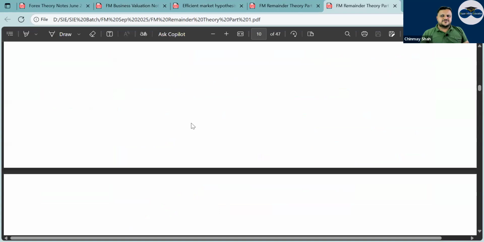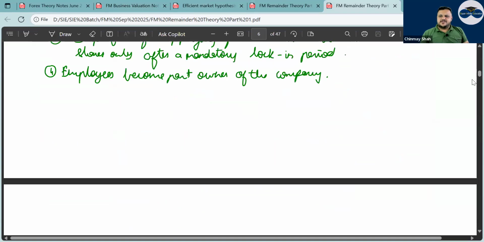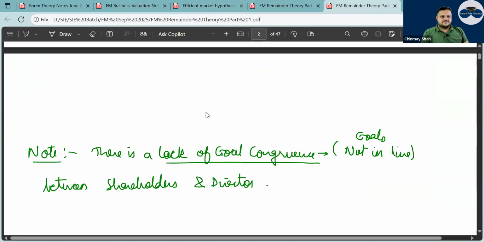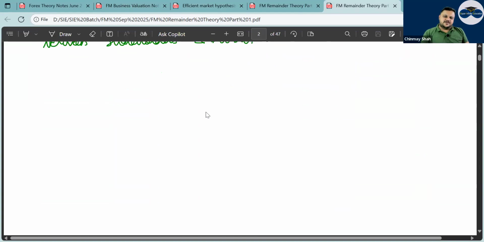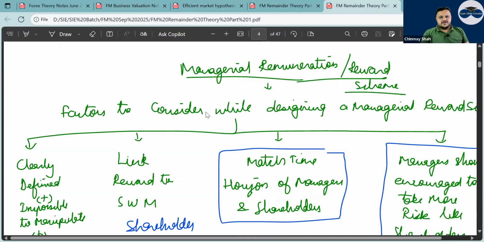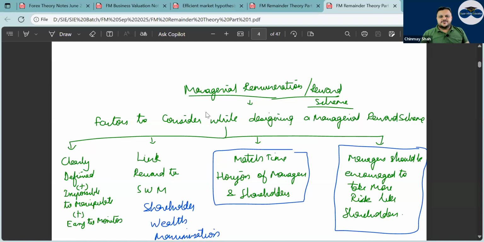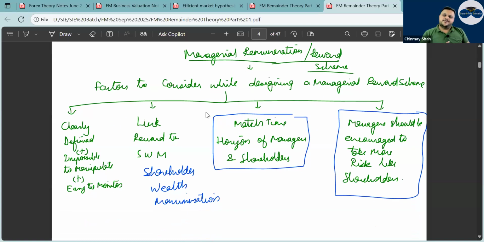Correct. So first, it is from the first chapter, FM function chapter, the managerial remuneration part. So goal congruence, there has to be a goal congruence between shareholders and directors, right? Like they both have to be in the same line. For managerial remuneration, you need to define the reward scheme. You need to have 4 points. It should be clearly defined, impossible to manipulate, easy to monitor, and link shareholder wealth maximization with the rewards. Correct. And match time horizon of manager and shareholder. Because manager always thinks one year or 2 years, shareholders always think 5 year, 10 year, 20 year. Managers should be encouraged to take more risk like shareholder.